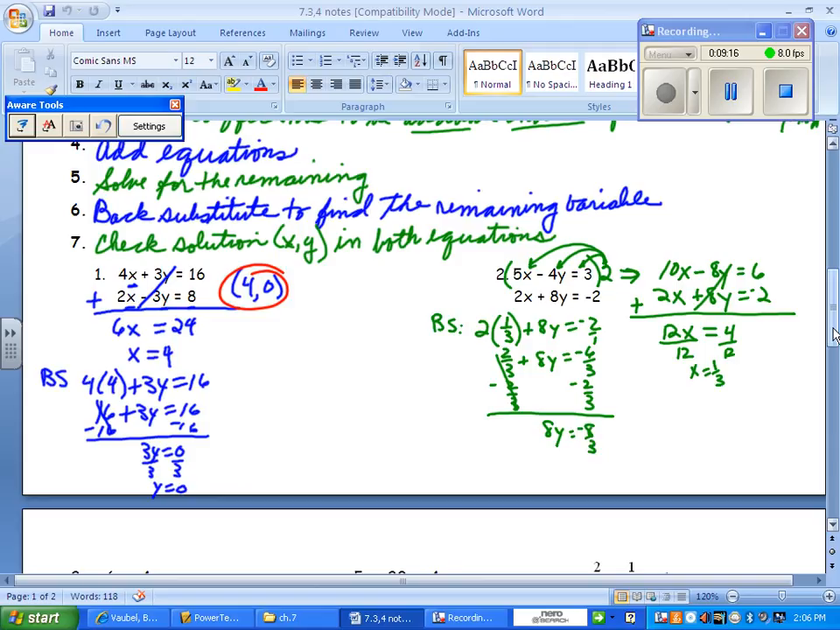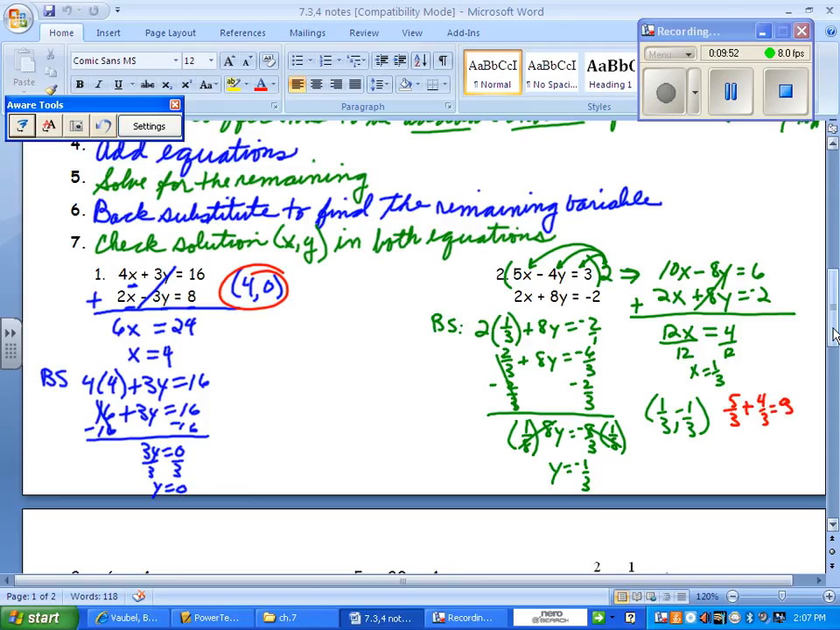Now I can divide by 8, or I can multiply by a 1/8, because these will cancel. And y equals, these 8's cancel, a negative 1/3. So my ordered pair is 1/3 and a negative 1/3. So I need to test those into both equations. And for the first one, I'm going to get 5 times 1/3 is 5/3, minus 4 times a negative 1/3 would be plus 4/3. Does that equal 3?